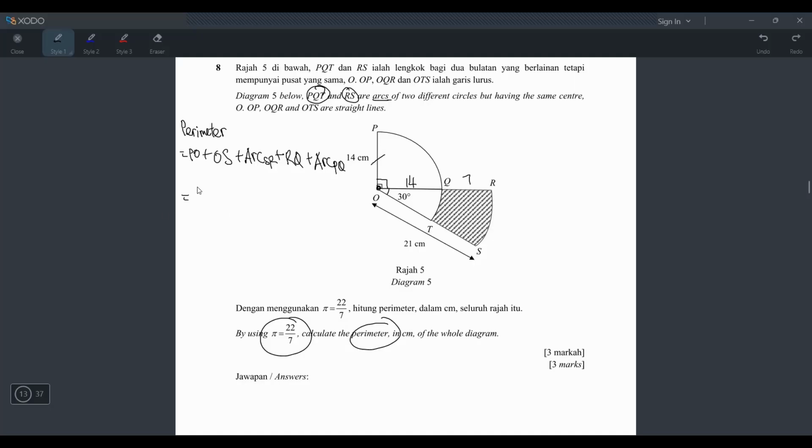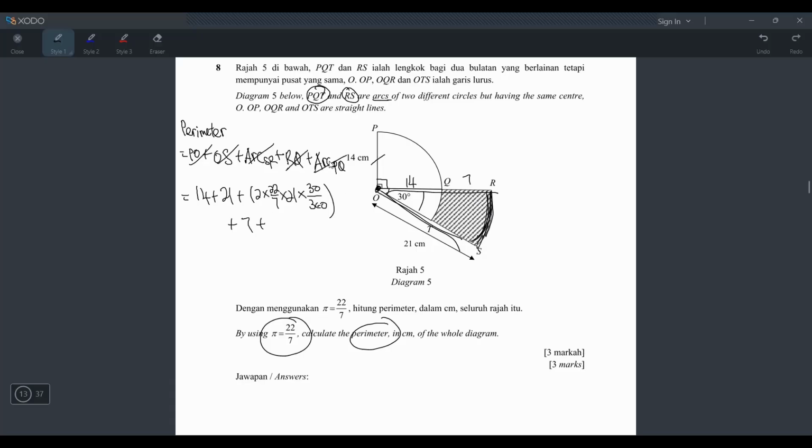Okay, PO I have already, 14. OS also I have already, 21. And then for the arc SR I use the formula. Do you know what's the formula for arc? 2 pi r times angle. The pi they already say use 22/7. The radius for arc SR, if you want to know the radius and angle, you look at the center. The center is O. So what is the radius and what is the angle? The radius is 21, and then the angle is 30. And don't forget to divide by 360. Okay, not enough space already. I write here plus RQ. So this one done already, and then RQ, which is 7.